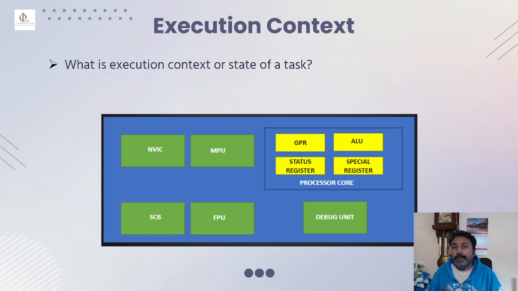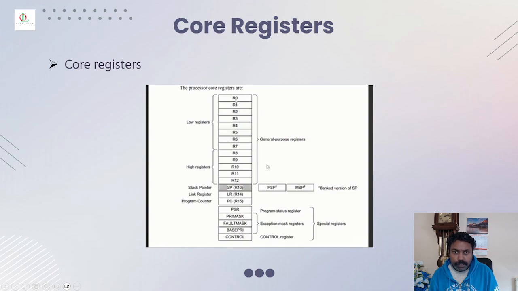Next, we'll learn about the execution context. So what is an execution context or state of a task? As you know, in our ARM Cortex-M4, the processor core comes with the general purpose registers, GPR, the ALUs, the special registers, and the status registers. It also has the debug unit, the nested vector interrupt controller, the memory protection unit, the system control block, and the floating point unit. This all represents the execution when you write a program, compile it, and then go to debug. Those core registers enable the functions that you create in the form of tasks.